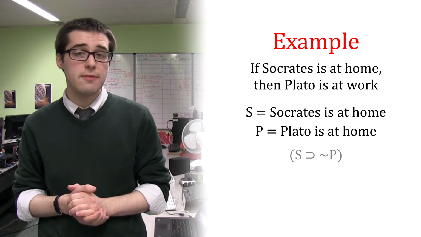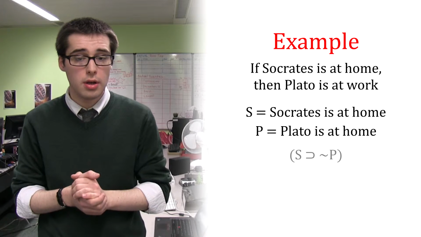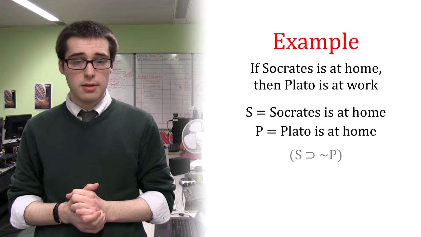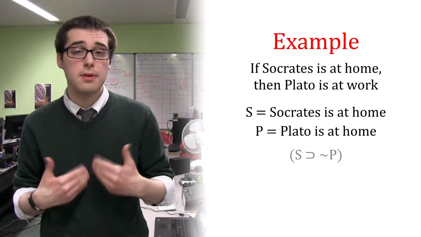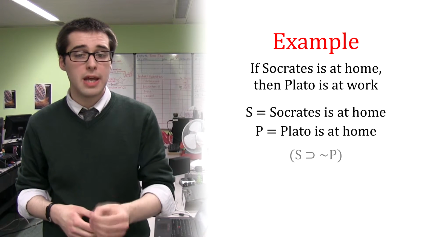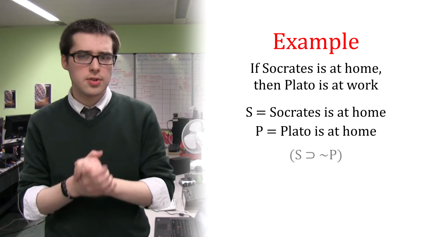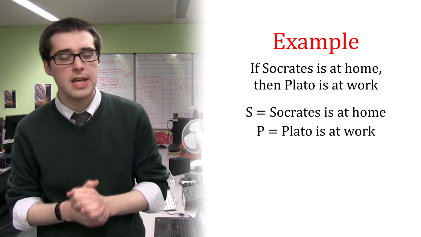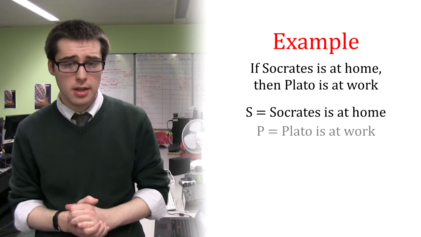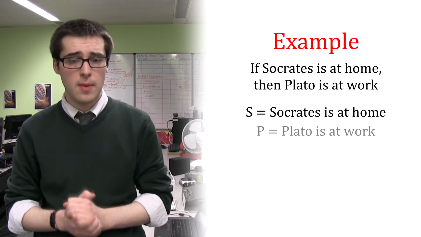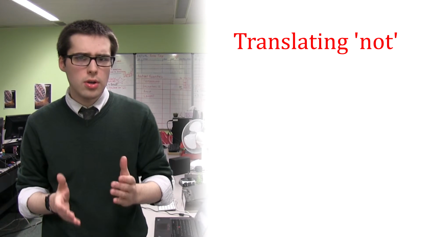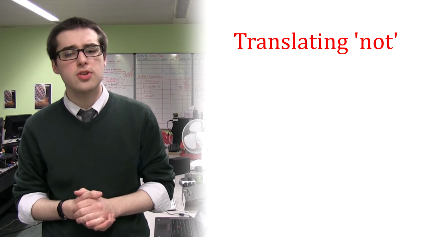Although it may be true that whenever Plato is at home he is not at work, it might also be true that he works from home, and nothing in the sentence tells us otherwise. Further, we've been given more information than just that Plato is not at home. We've been told that Plato is at work, so our translation should instead use a key where P means Plato is at work. The correct and charitable translation, which retains the maximal amount of information, is therefore if S then P.